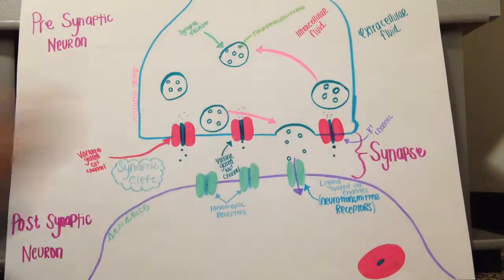Inhibitory neurotransmitters cause hyperpolarization, making it more difficult for action potential to start. These open ion channels for chloride and potassium ions.